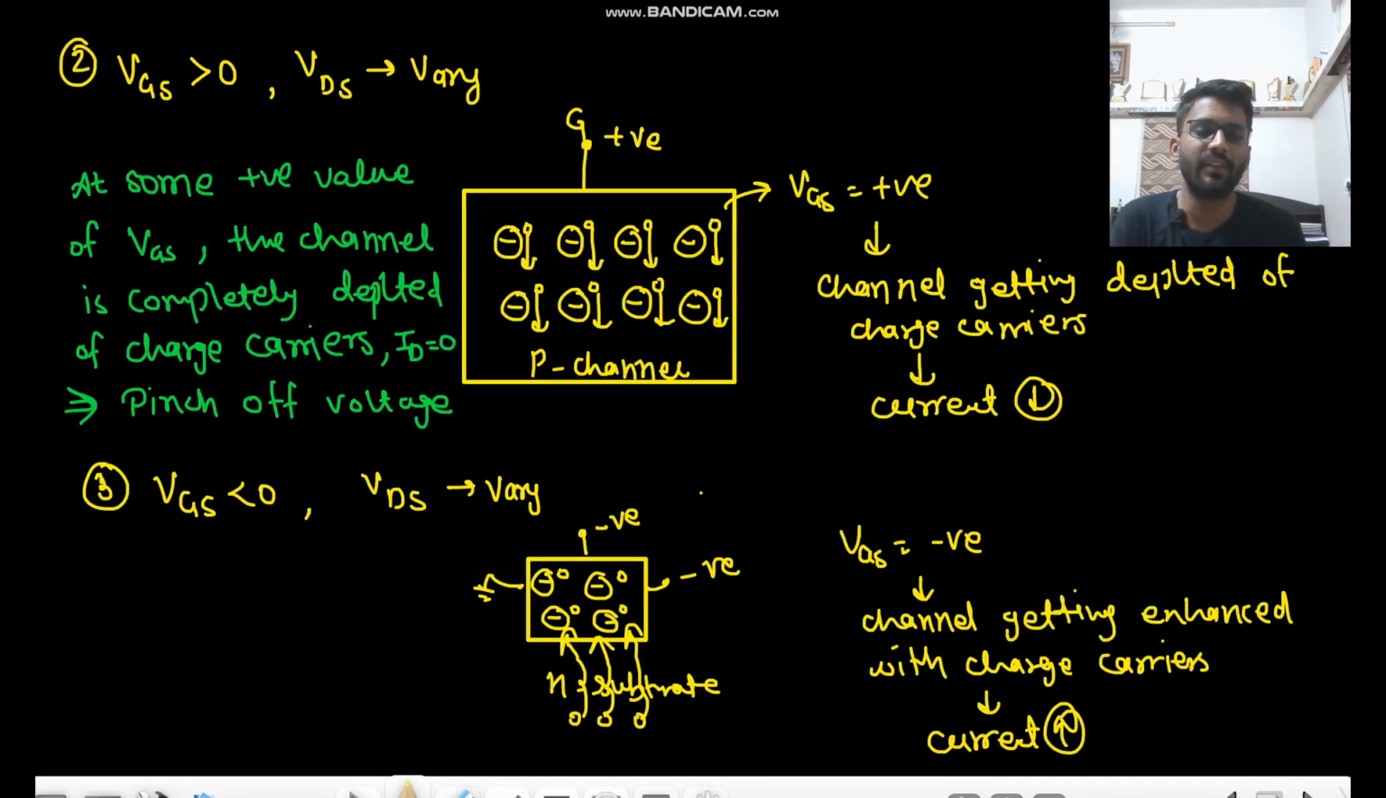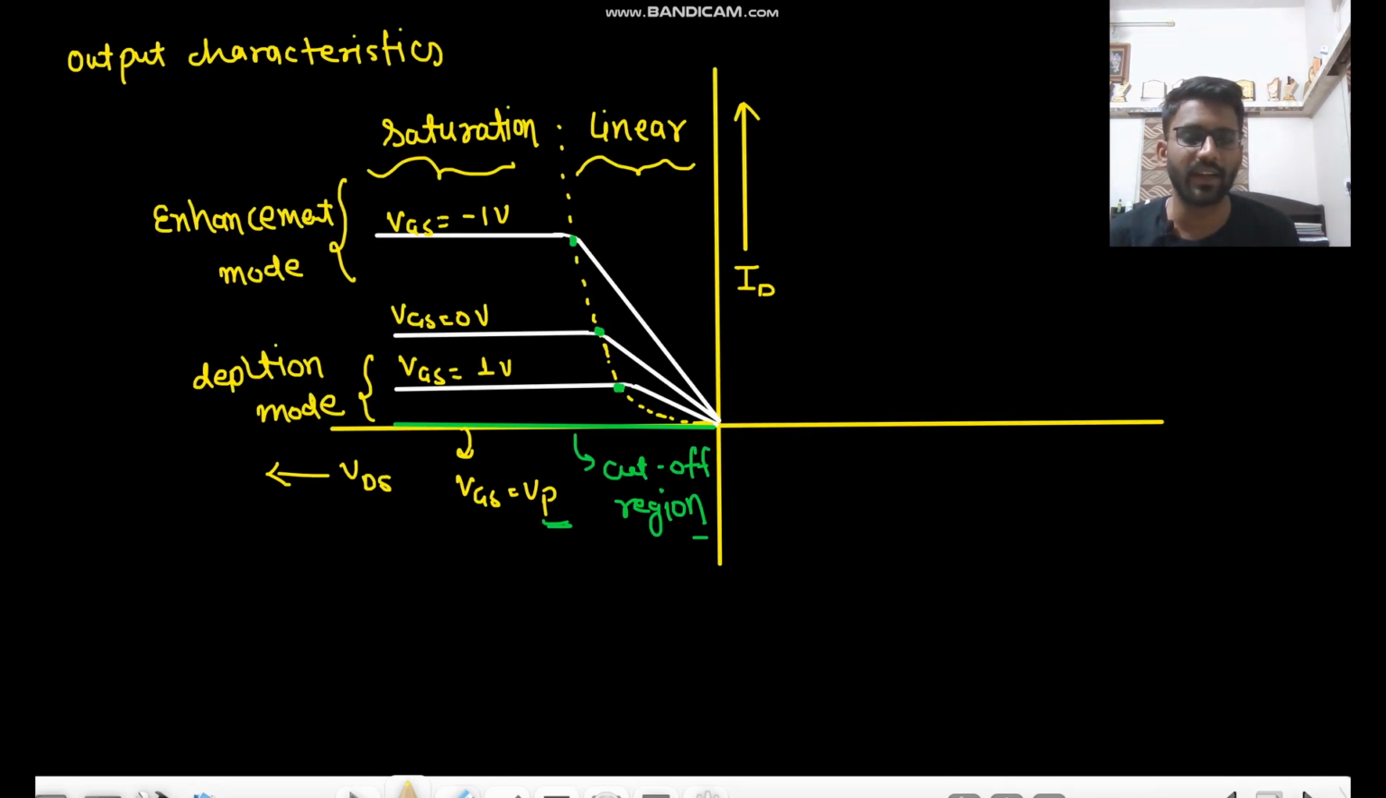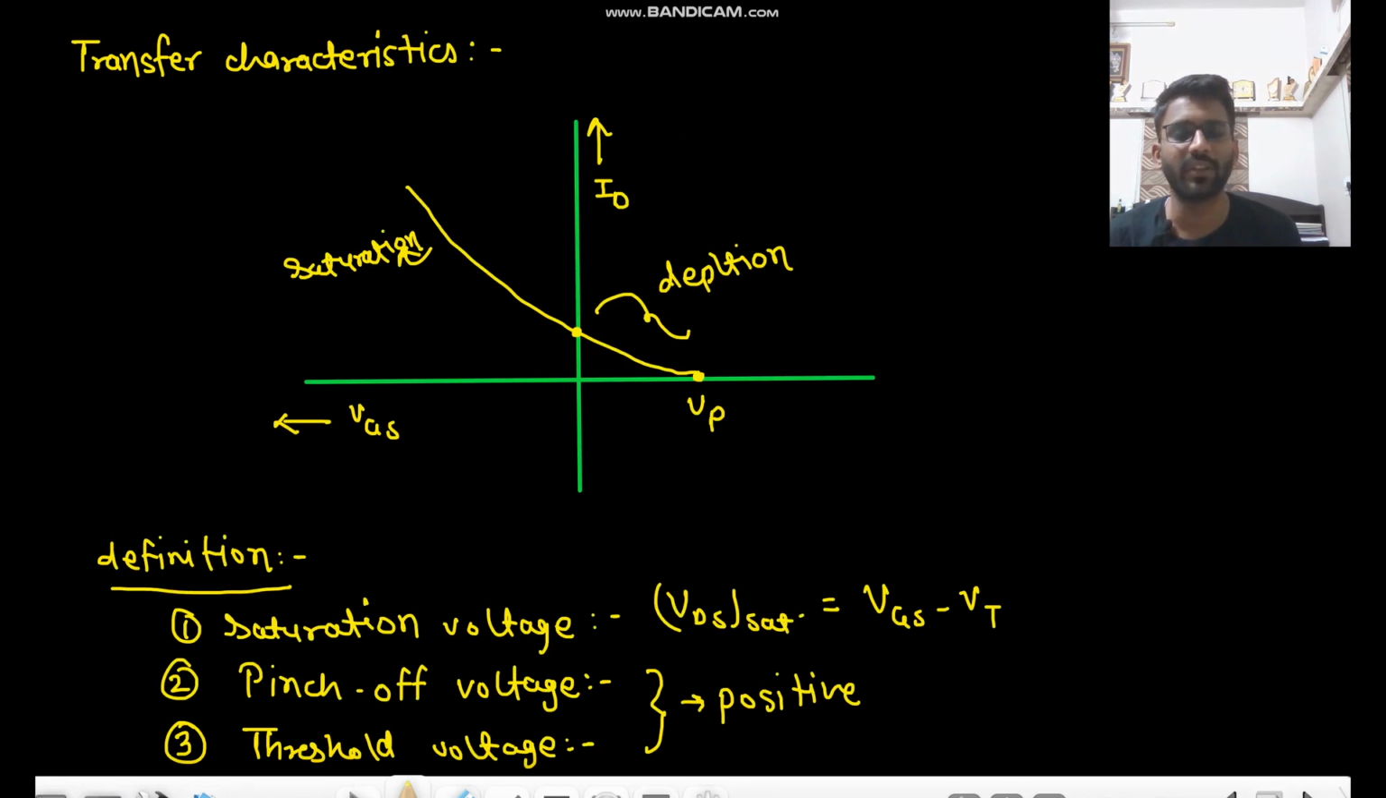Right? Because if we are applying VGS to be positive, the channel is getting depleted of charge carriers. If the channel is getting depleted of charge carriers, the current decreases, and at some point it goes to 0, and that point is known as pinch off. So these definitions I don't need to say again because I have told them many times. So you can write them down on your own.